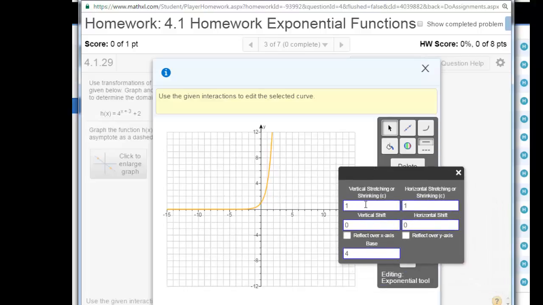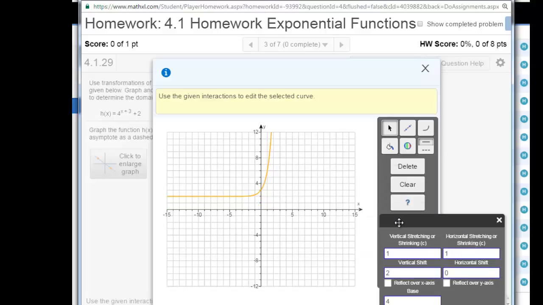So in this case, there's no vertical stretching or horizontal stretching or shrinking. We said that vertically, we're going to move this function up 2, and we're also going to move it to the left 3. The base is 4, okay? So that's going to have moved it where we want it to move.